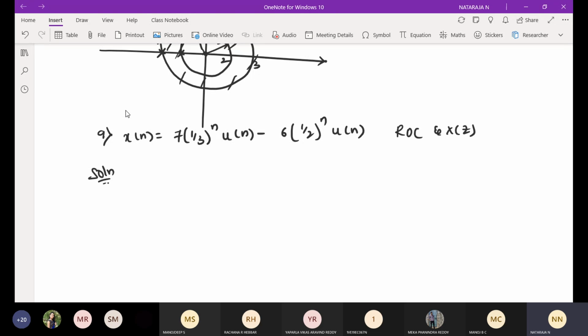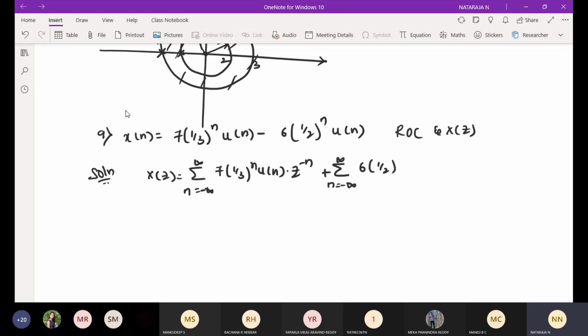Okay. Solution. My standard equation X of z is equal to summation n equal to minus infinity to infinity x of n z power minus n, that is 7 into (1/3) to the power of n u of n into z power minus n, minus summation n equal to minus infinity to infinity 6 into (1/2) to the power of n u of n z power minus n. Sorry, this is minus, not plus. In the standard equation it is plus, or else you can take plus only, but here you take minus. Anything, you will get minus only.